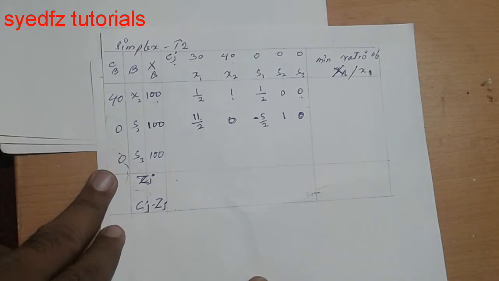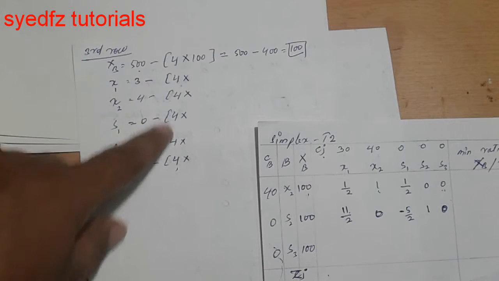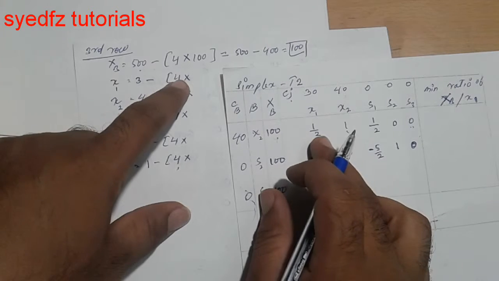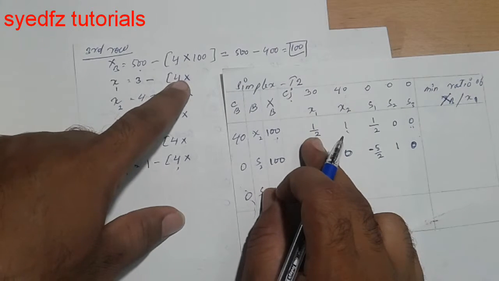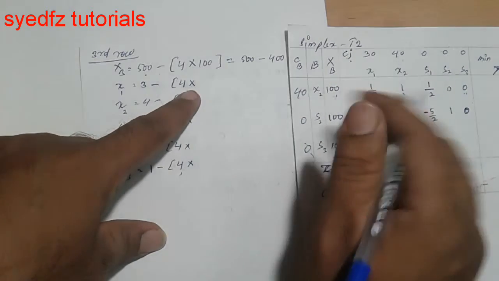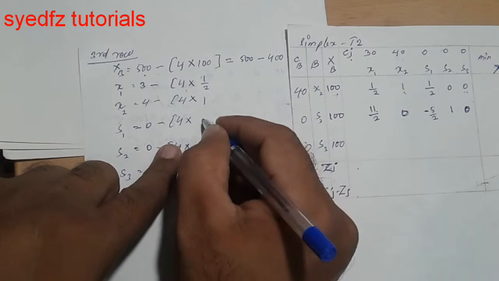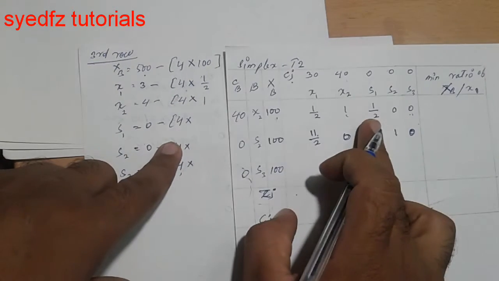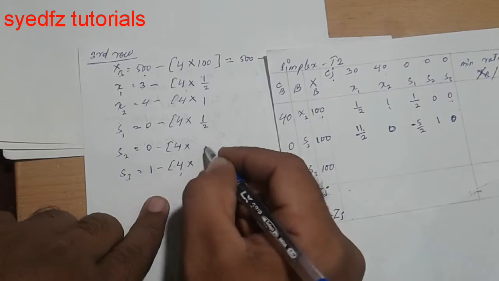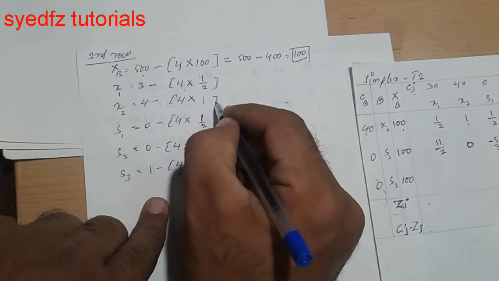I didn't write the new values here. I wrote the old values and key column. The new values are written from the next table. For x1 it is 1 by 2. So right here beside, the new values: 1 by 2, and x2 is 1. Here write 1 divided by 2, here 1, and S1 is 1 by 2, and 0, 0. So now do the calculation.